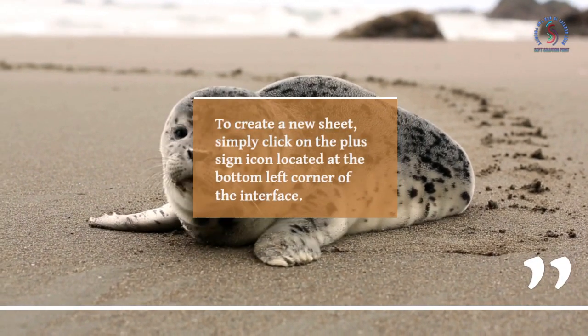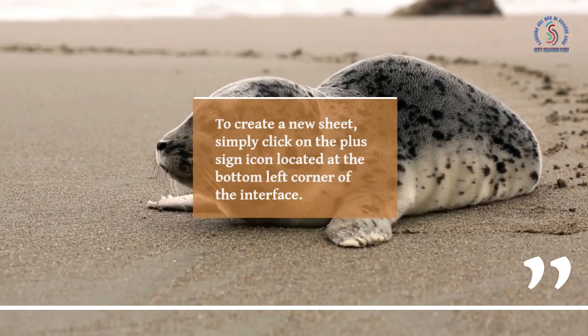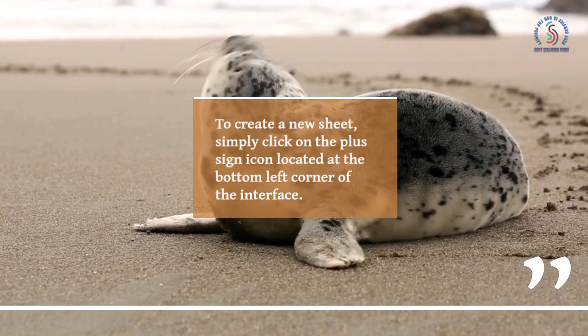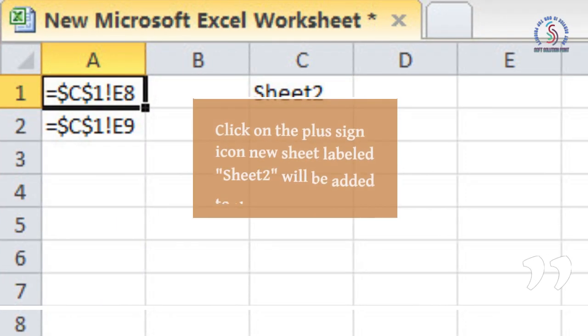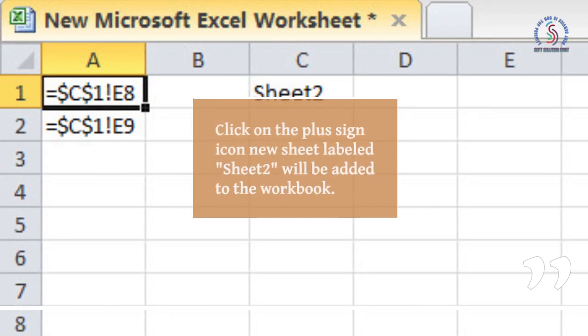To create a new sheet, simply click on the plus sign icon located at the bottom left corner of the interface. Click on the plus sign icon. A new sheet labeled Sheet 2 will be added to the workbook.